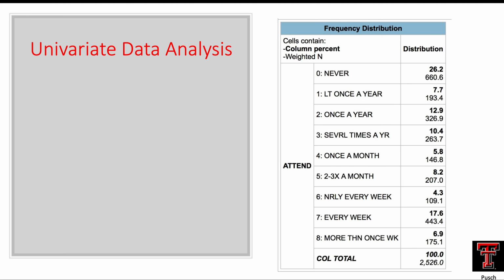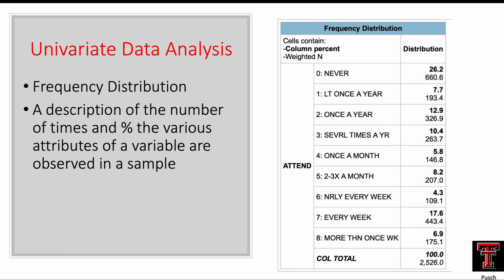Pretty straightforward, right? So what you're going to do if you end up choosing the quantitative project is make a frequency distribution. So basically, that's just the description of the number of times and percentage of the various attributes of a variable that are observed in a sample. So for example, if you're looking at gender, maybe you had asked 100 people, 40 of them were male, 60 of them were female. So then your distribution would be 40% male and 60% female.